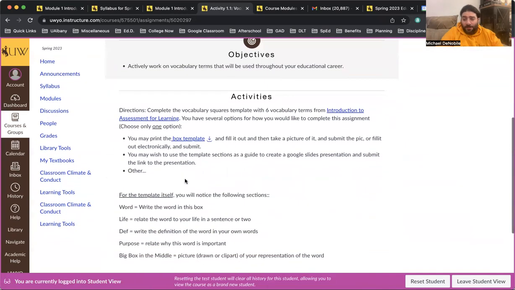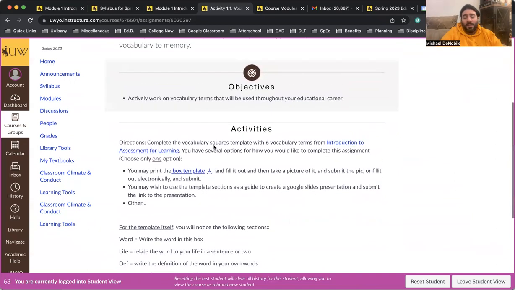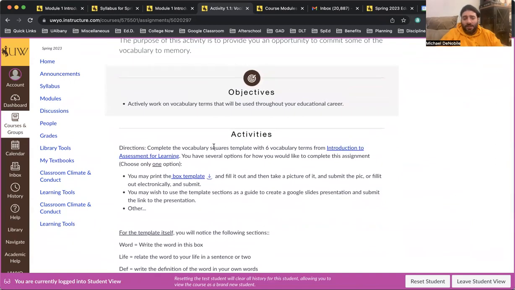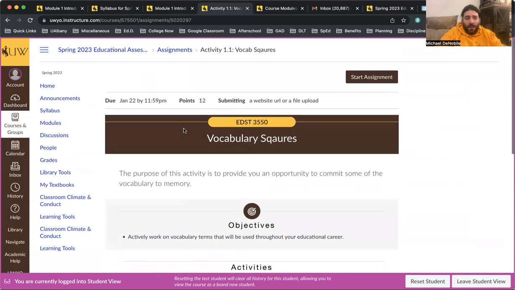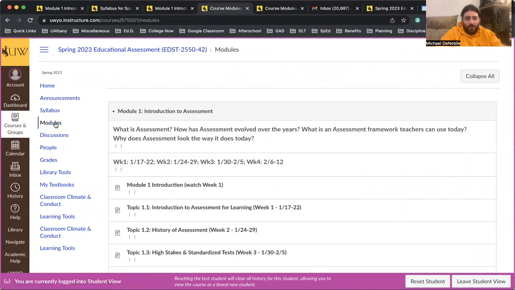You're basically going to do a mini vocab assignment. So it's pretty much fill in the blanks. It's pretty straightforward in the directions. Again, if you have any questions, hit me up on GroupMe, email me, and I'll get back to you. So that was topic 1 for module 1.